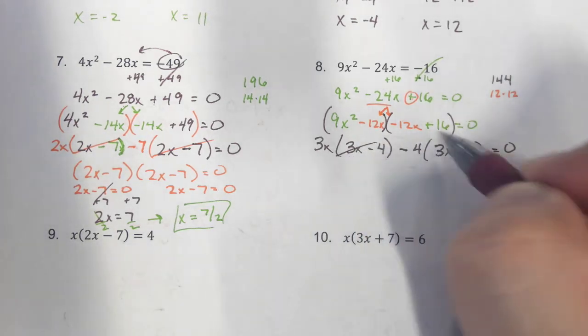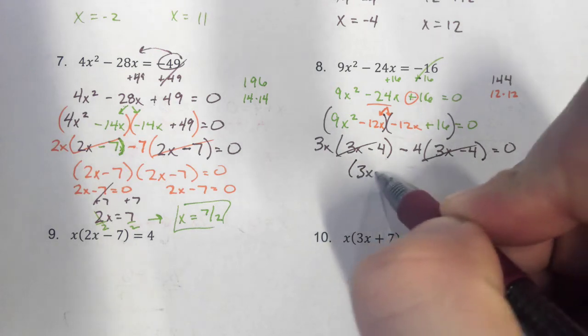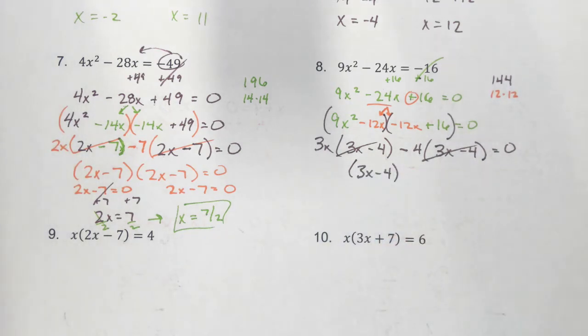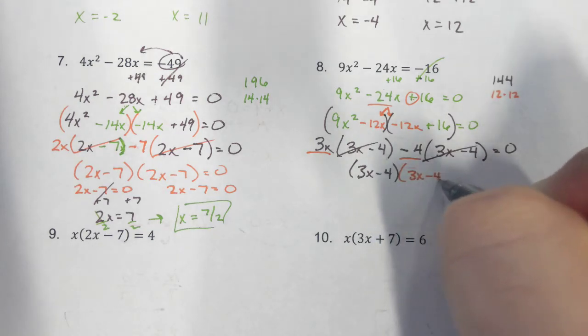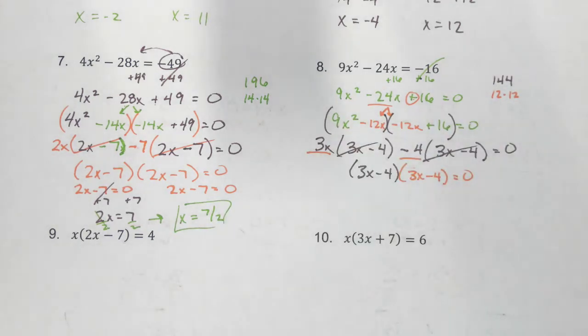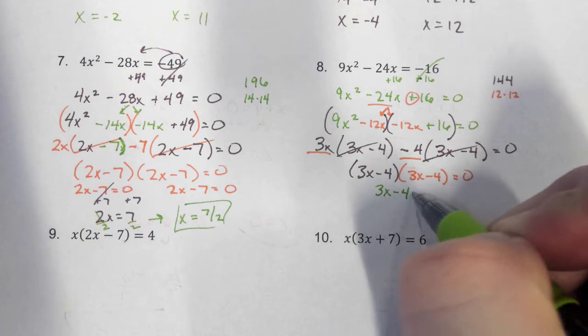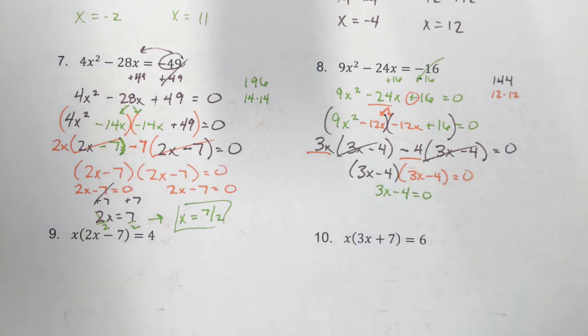So we did it correct. If we were to factor that 3x minus 4 out in common, we would write the leftovers, which are those two things, which also is 3x minus 4. So it's a lot like number 7. Both of those factors match. So we really only need to set one of them equal to 0. And that's a nice, easy two-step equation to solve.